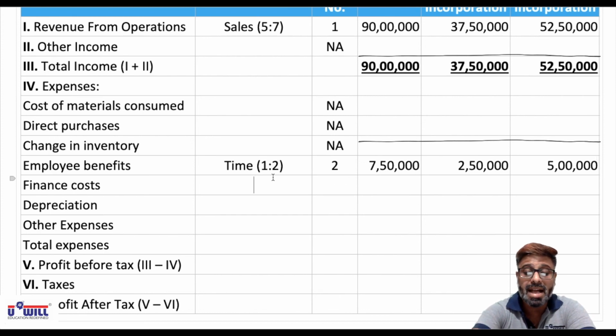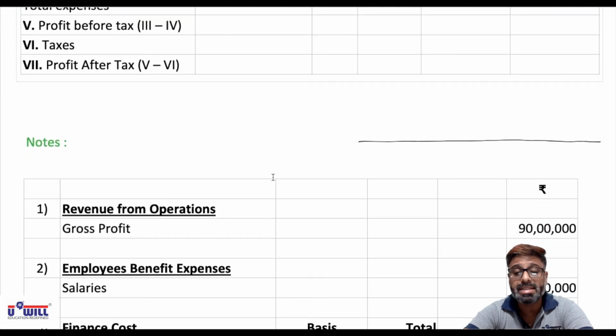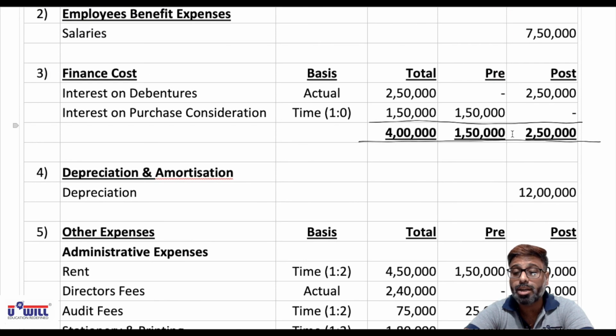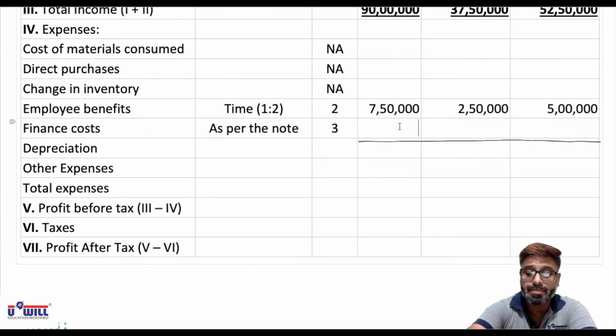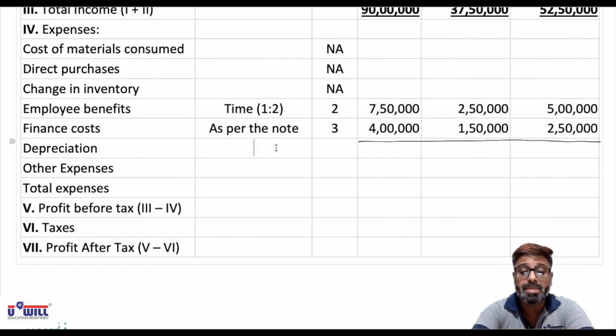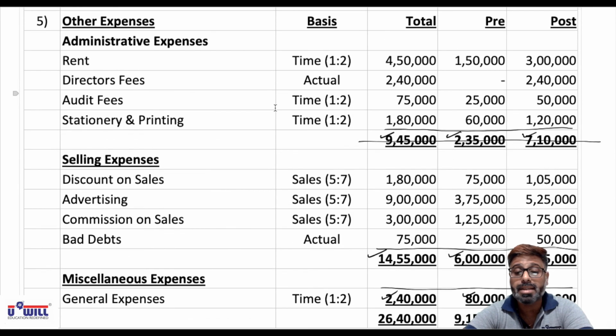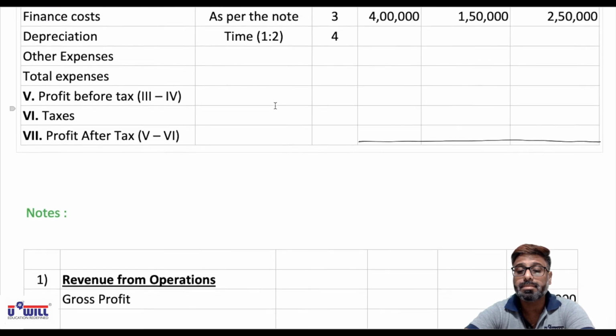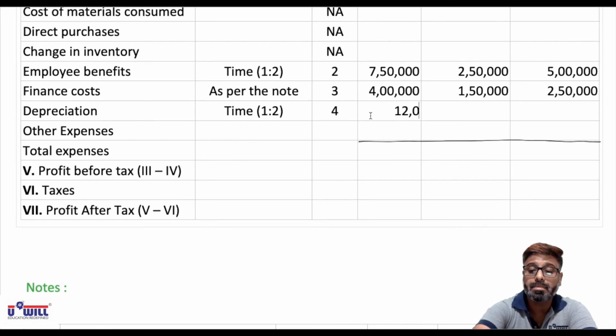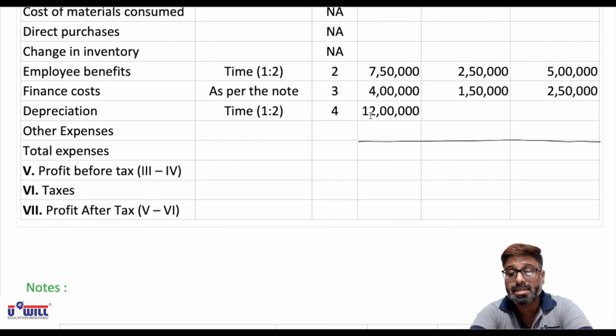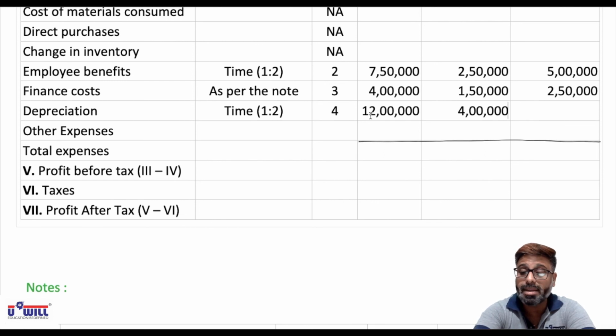Then finance cost as per the note. Note number 3, directly the total amount you can see: 4 lakhs, 1,50,000 and 2,50,000. Depreciation, time basis 1:2, note number 4. In note number 4 you can see 12 lakhs. 12 lakhs into 1/3 is 4 lakhs, and 12 lakhs into 2/3 is 8 lakhs.